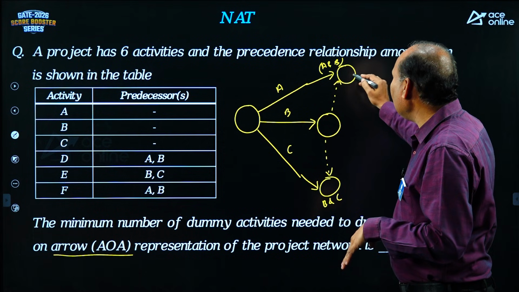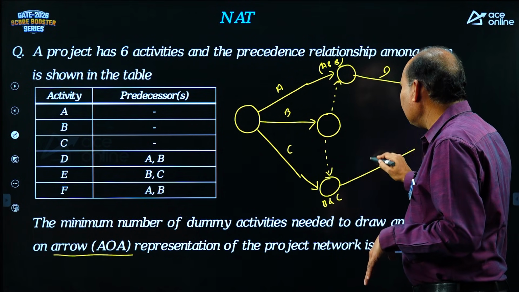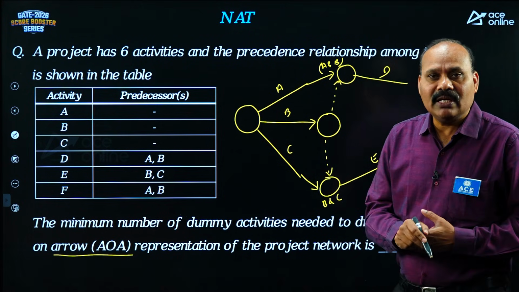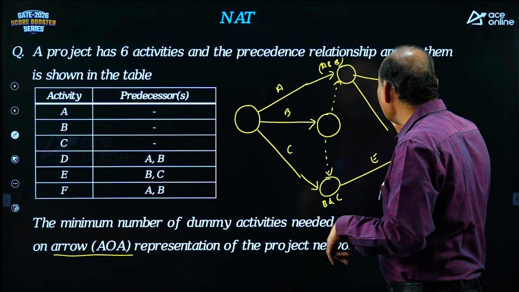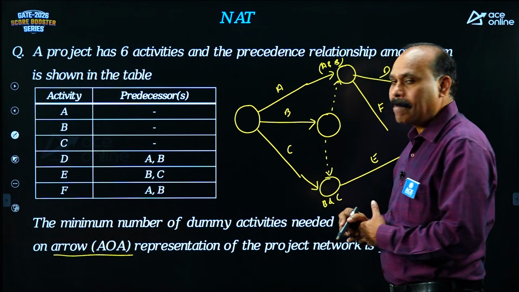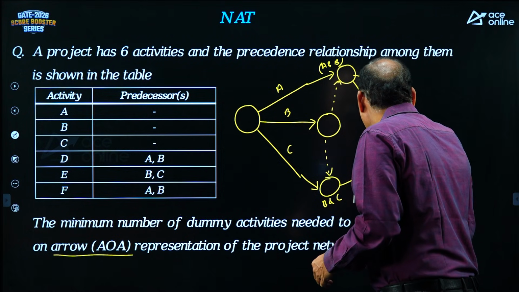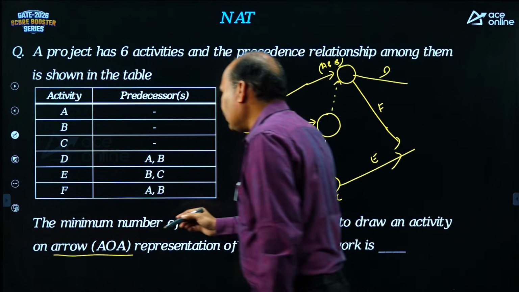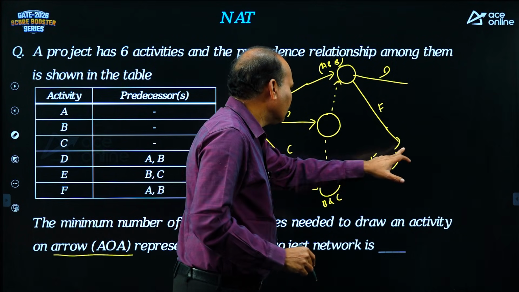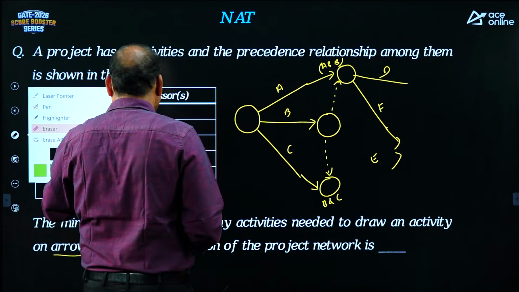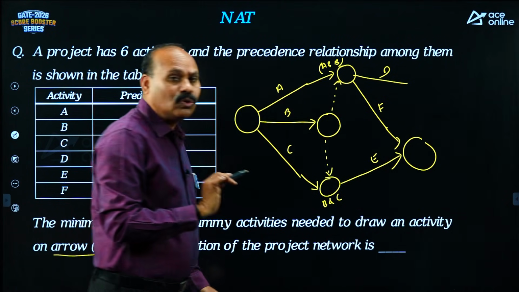So AB will give D, BC will give E. Next, F's requirement is AB. Again you take F from here, F, AB. Finally we can merge. I can join F and E directly without any problem, because these are coming from different circles, no issues.